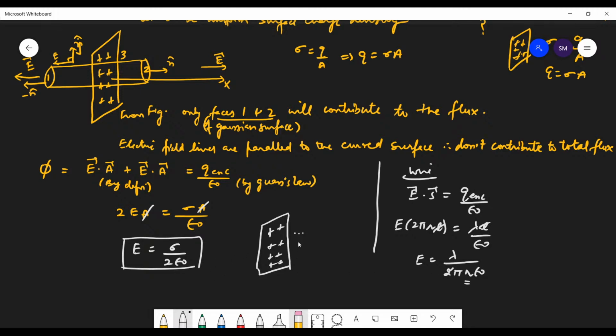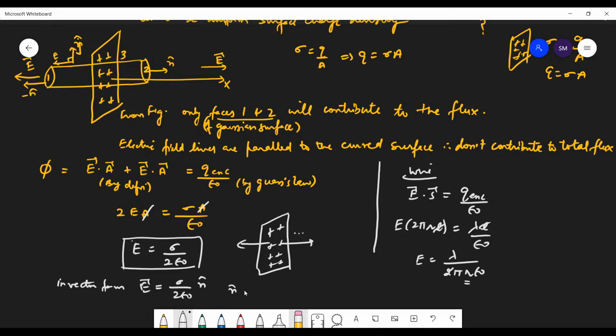So E is sort of constant for little distances. Now we will write it in vector form. So in vector form you can write E equals nu upon 2 epsilon naught n cap. So n cap is the direction, coming out basically. Again n cap is the normal vector to the plane.